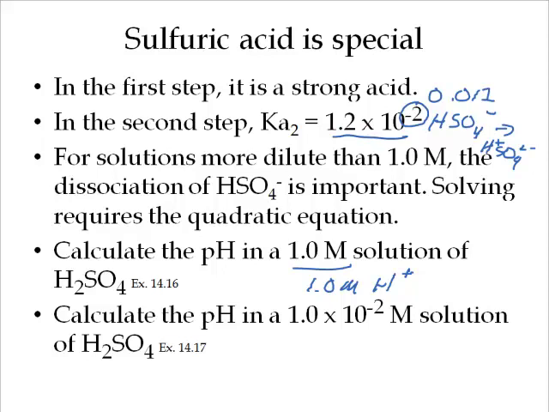All right, so what happens though is when we get a very dilute concentration of sulfuric acid, something like 0.01 molar, that Ka starts to play a bigger role. I'm not saying you're going to see this very often, but it's just something we need to be aware of, that in dilute solutions, that second dissociation is going to play a bigger role. So what I'd like to do is just kind of show you how it does play a bigger role.